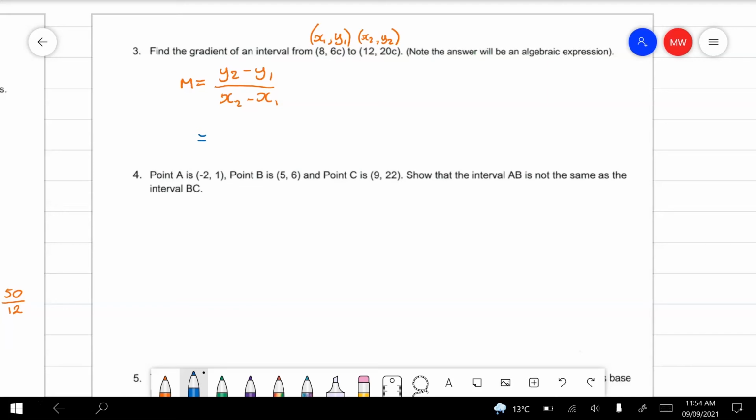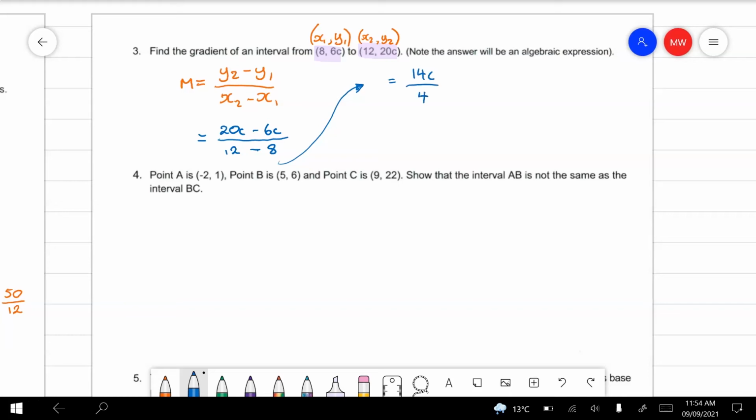So I've got y2, which is 20c, minus y1, which is 6c. I've got x2, which is 12, minus x1, which is 8. So all of those numbers came from up here. And now we'll just keep solving. I've run out of room, so I'll just scoot up here. So I've got 20 groups of c, take away 6 groups of c, leaves me with 14 groups of c. And 12 minus 8 is 4.